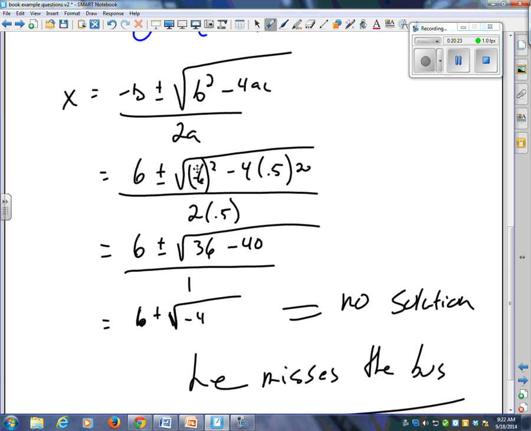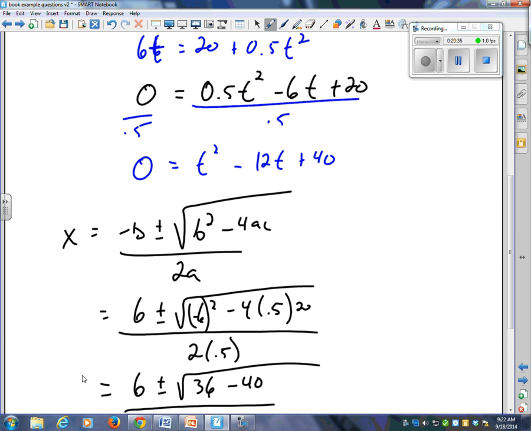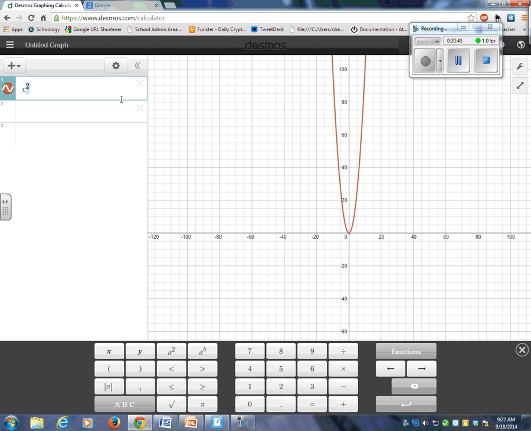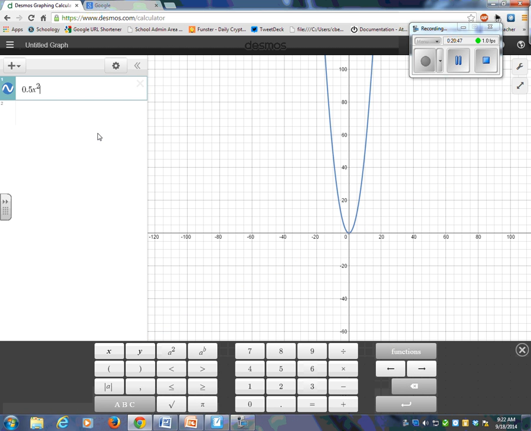What would that look like in the Desmos world? T squared minus 12t. Would these graph exactly the same? Yeah, they would. Well, let's do this one. 0.5 t squared minus 6t plus 20. You might have to help me remember that. 0.5x squared minus 6x plus 20. Oh, yeah, that's weird. There's the graph.